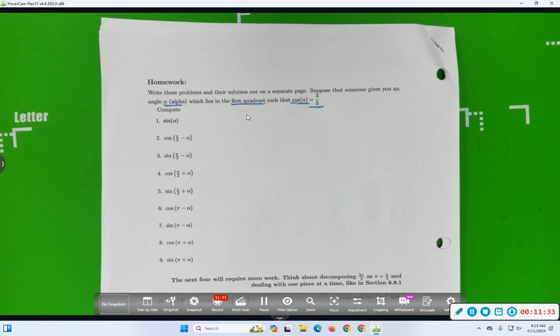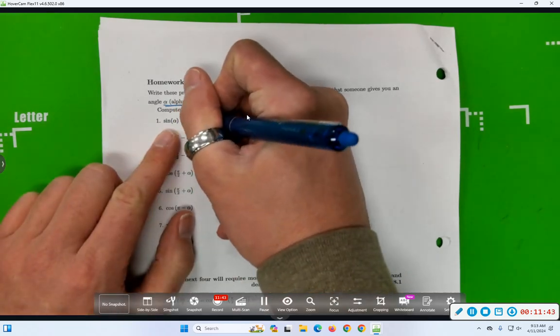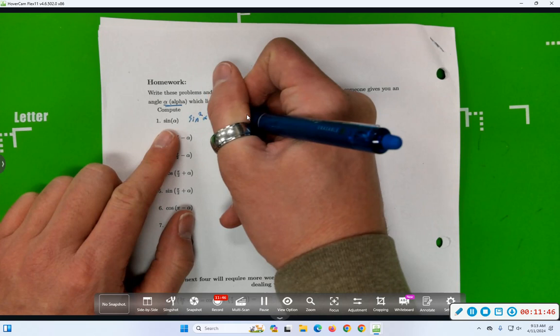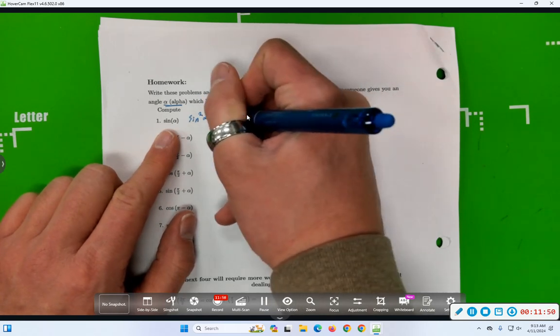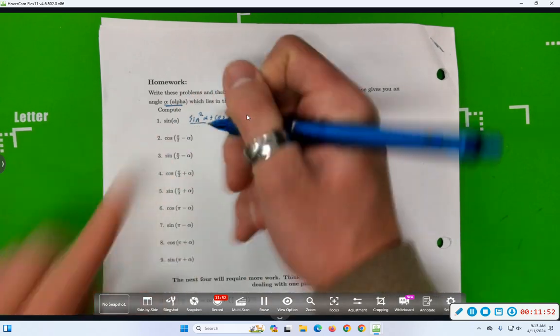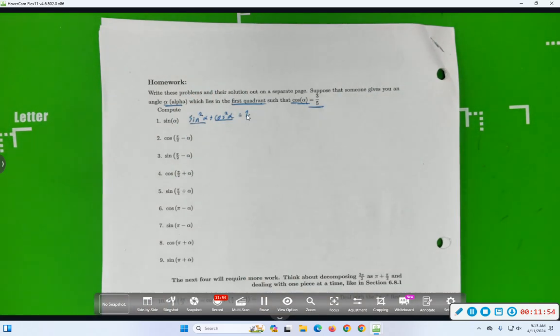So what's the important fact about sine and cosine that involves adding up to 1? That cosine squared plus sine squared equals 1. The Pythagorean identity. So here's a fact: sine squared alpha plus cosine squared alpha is equal to 1. You know cosine of alpha. You would like to know sine of alpha. That look like you could solve that for sine of alpha?